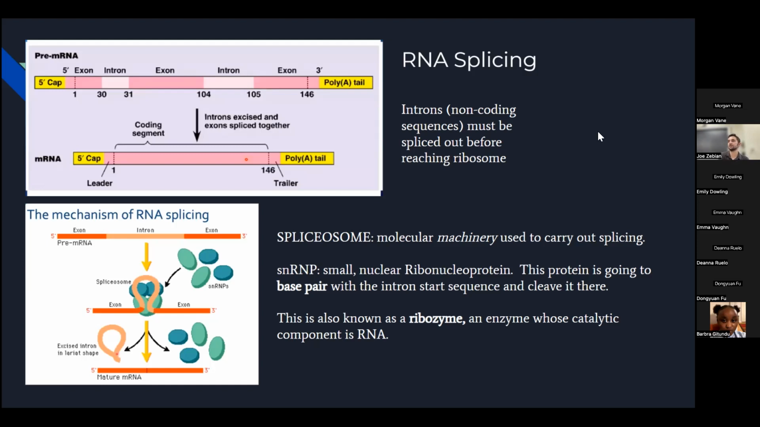Any questions here? Yeah. What's the snRNP? It's a ribonucleoprotein. I don't think so. No, just know that it can base pair with introns and just cut it out right there. I don't know. I would just know about as much as the exam question that had SMN.